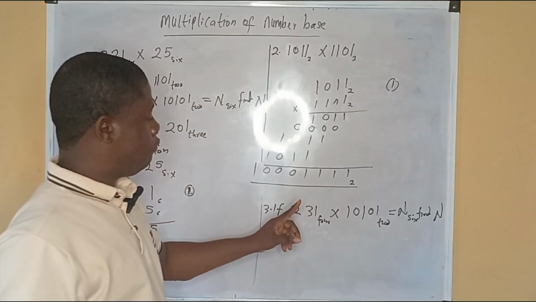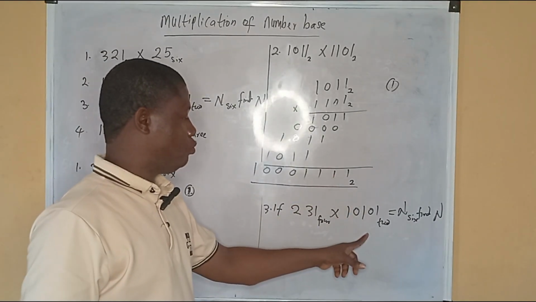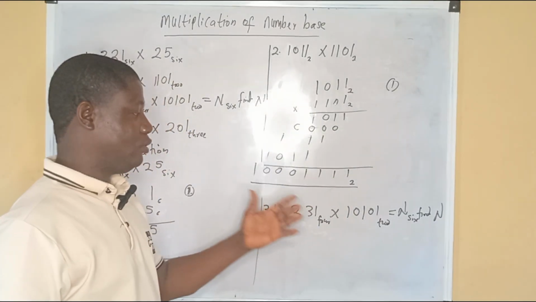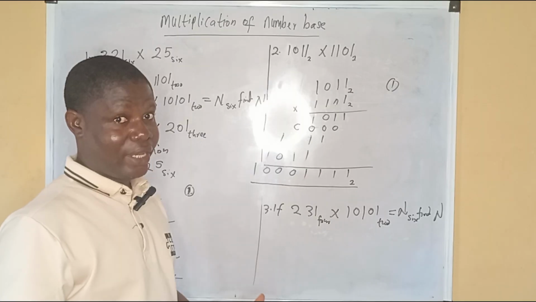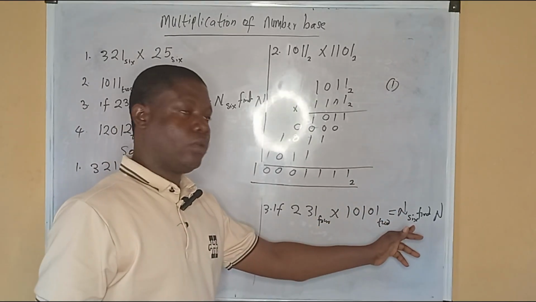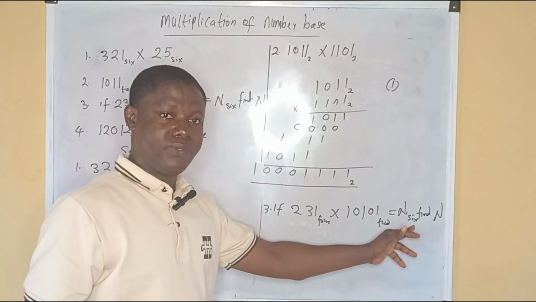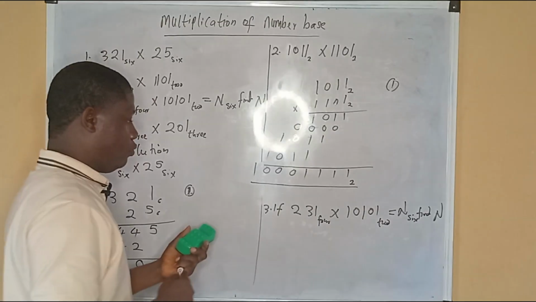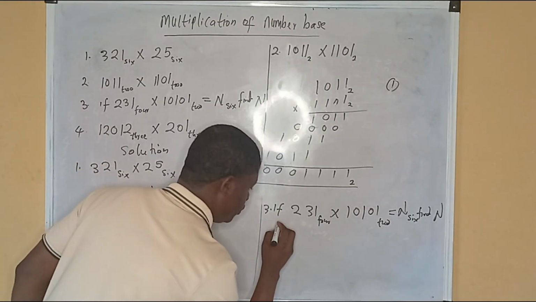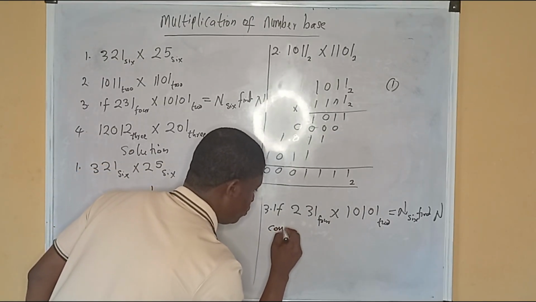Okay, so we have to convert this to base 10, convert this to base 10, and know what they are. Then at the end of the day, we multiply in base 10, and then we'll convert to what? To the answer, which is what? Base 6. So let's go on. So here, convert to what?